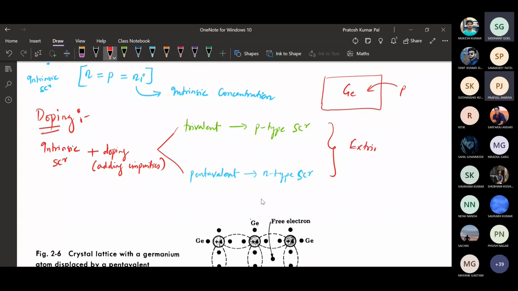Both of these semiconductors, p-type and n-type, are called extrinsic semiconductors, or we also call them doped semiconductors, or we can call them impure semiconductors. Okay, as we have added the impurities, that's why it has become an impure semiconductor.